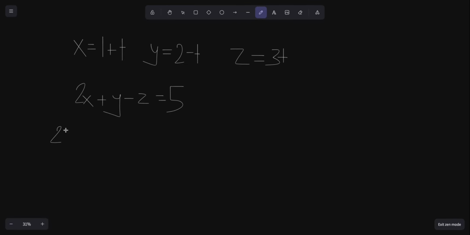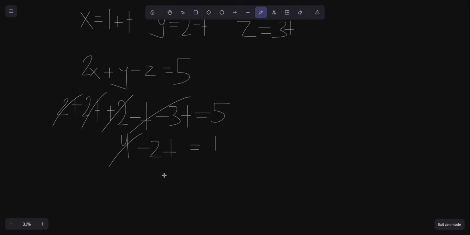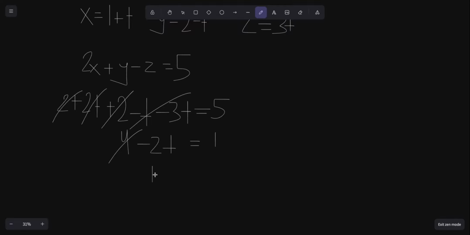This is 2 times 2 plus 2 times t is 2t. And we know that y is 2 minus t. This is going to be plus 2 minus t minus 3t. That's going to be equal to 5. So what do we have here? That cancels out to be minus 2t. That cancels out to be just 4, right? So 5 minus 4 is 1. I can say that t is going to be equal to negative 1/2.